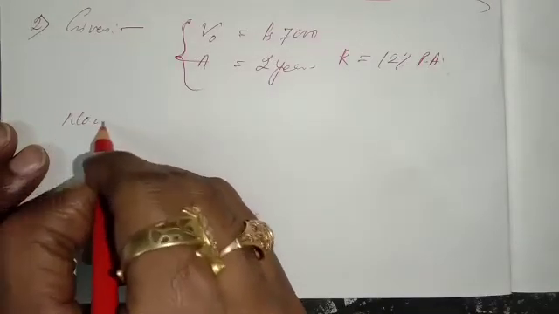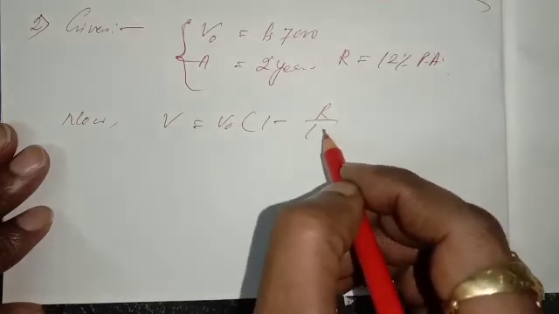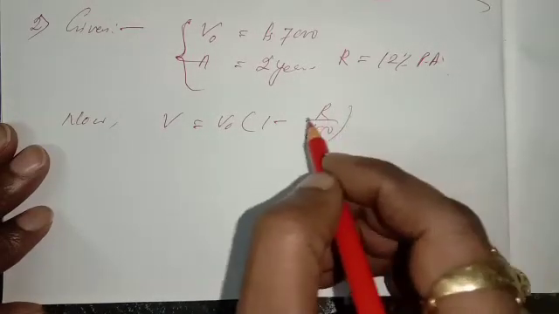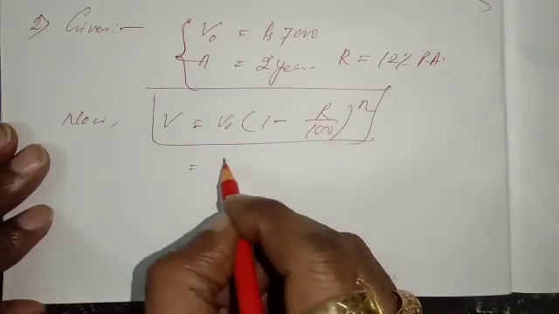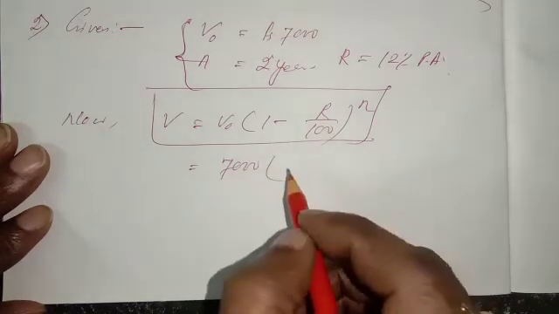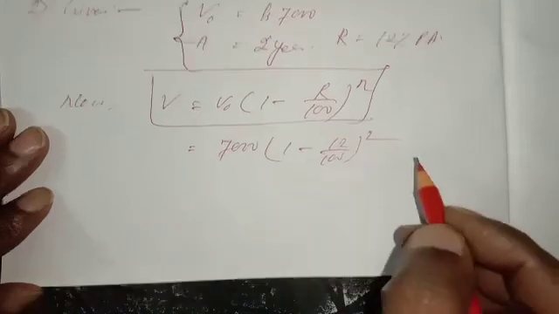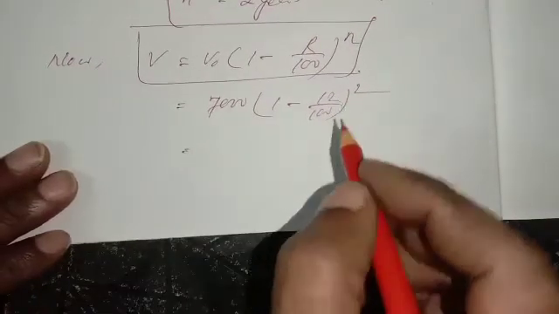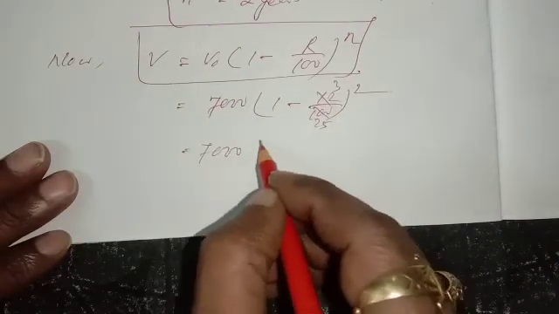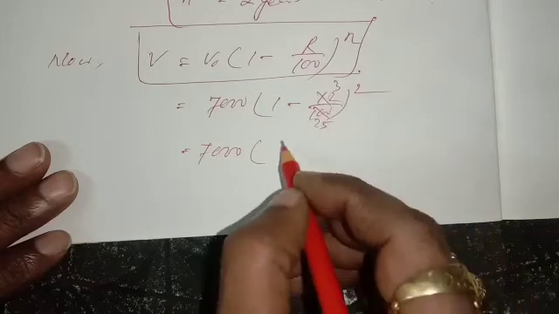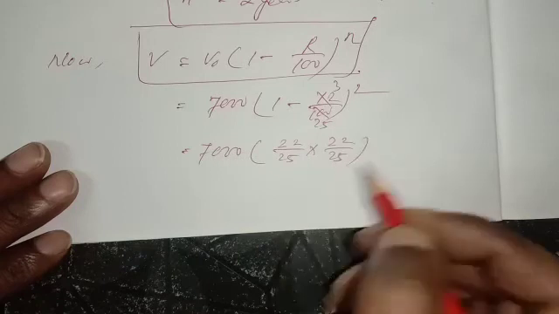Now V is equal to V0 times (1 minus R by 100) whole to the power n. As it is a depreciated sum, you have to write minus. This is the formula required. Here V0 means 7,000, the present value, 1 minus rate 12 by 100, whole to the power 2. Now it will go by 4, 4 3s are 12, 4 25s are 100. It is coming 7,000 times (25 minus 3, that is 22 by 25) into 22 by 25.